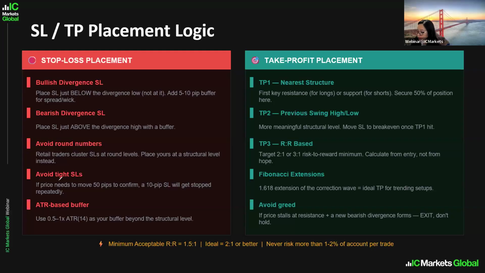Avoid tight stop losses. If price needs to move 50 pips to confirm, a 10 pip stop loss will definitely get stopped out because it's too tight. The exception is my strategy: if I want a very tight stop loss, I will see the confirmation at my key level, with price action like another bearish engulfing, and my stop loss will be right here. I can have a very tight stop loss with a bigger lot size. Of course, I don't overtrade, because we have to always put the stop loss.